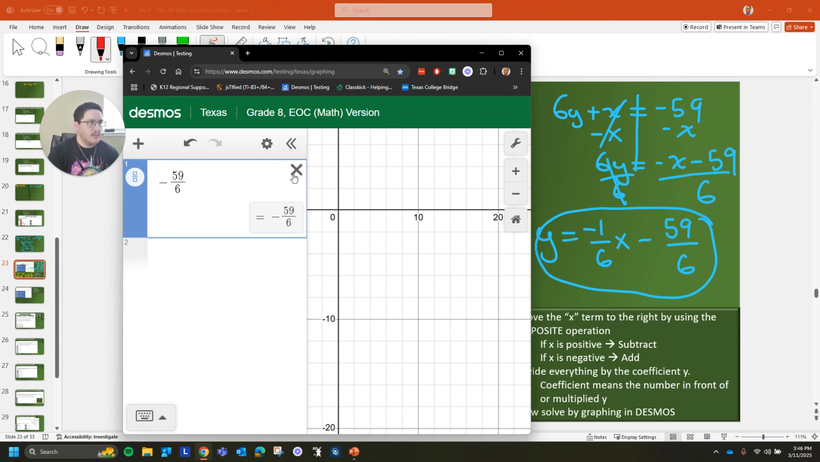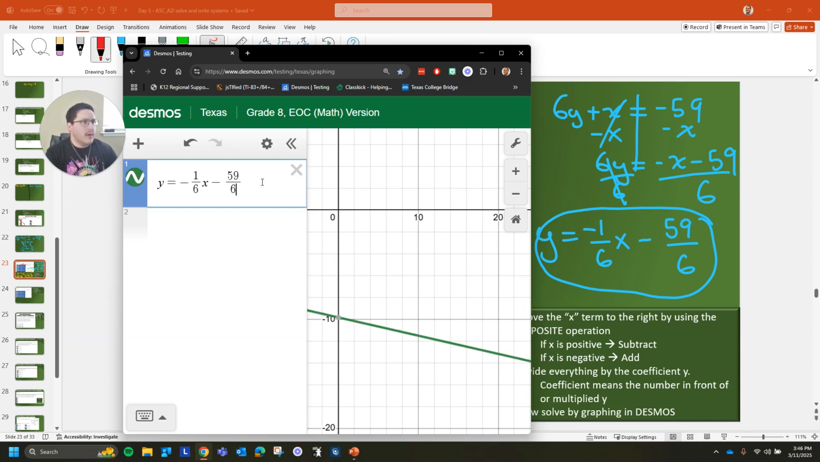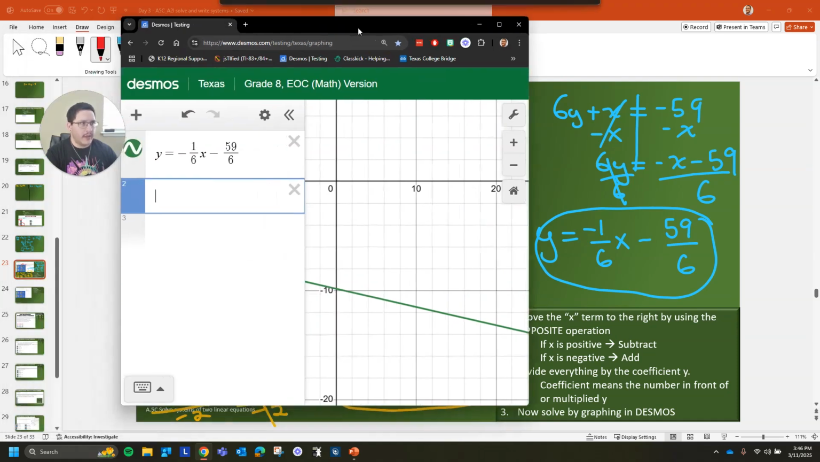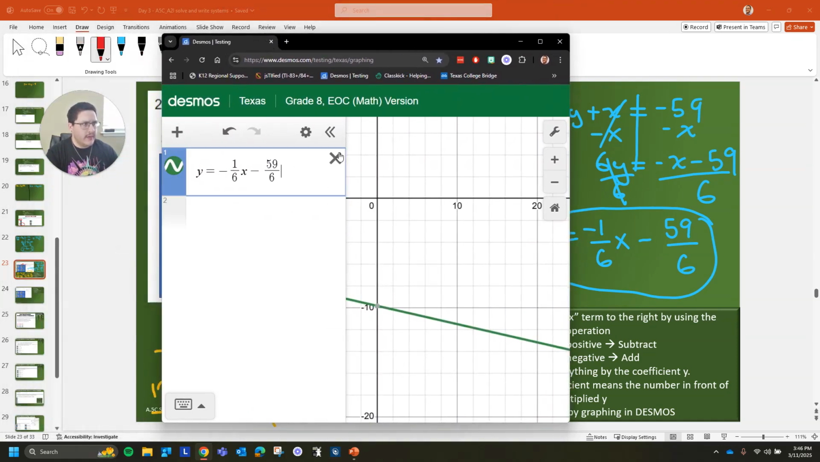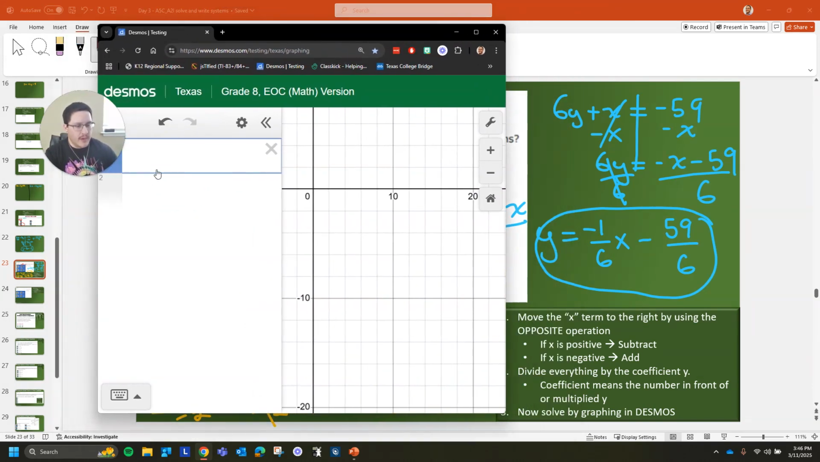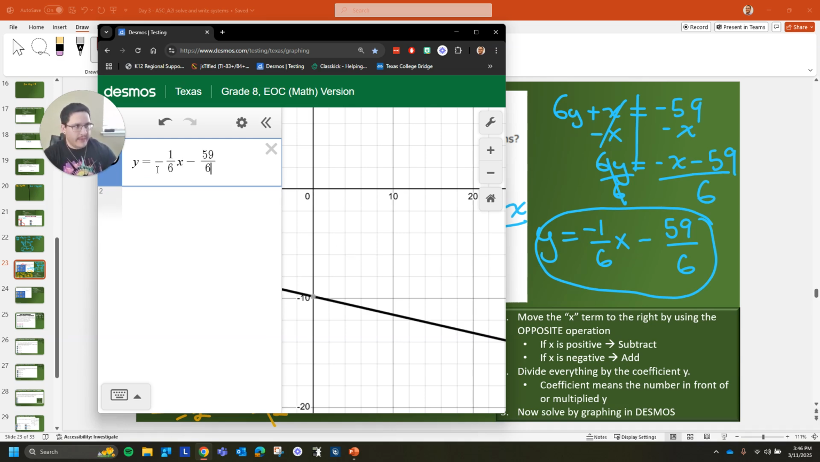So let's start with the blue. We have y equals negative 1 divided by 6 x minus 59 divided by 6. Or we could have just put negative 59 minus x divided by 6. Same thing. Matter of fact, let's just keep it the same. We won't try to change it up too much. y equals negative 1 divided by 6x minus 59 divided by 6.